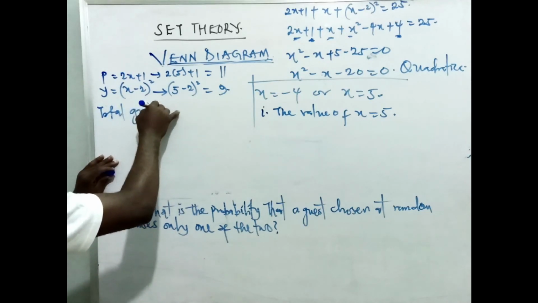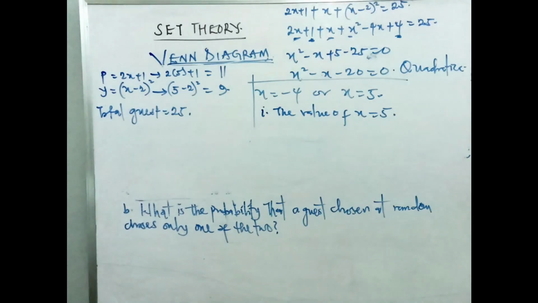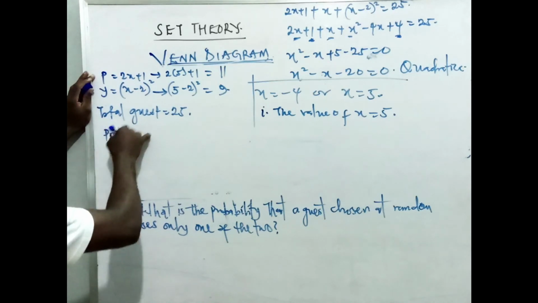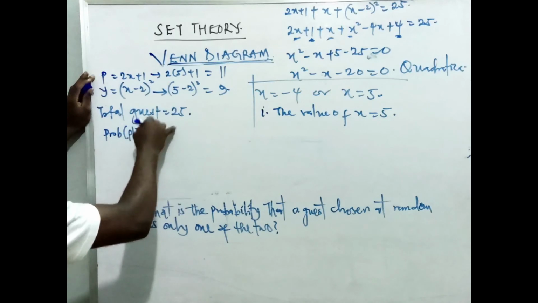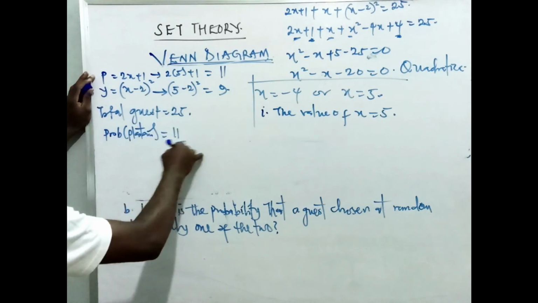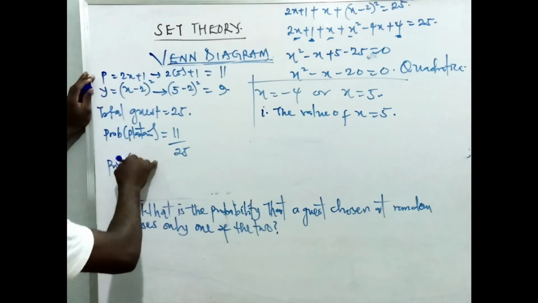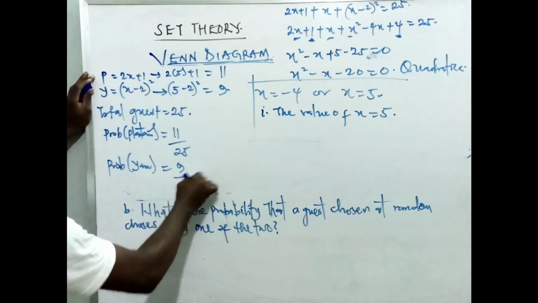Now don't forget, the total number of guests is equal to 25. So if a person chooses at random, like you choose this one, if the person chooses plantain, the probability of choosing plantain is equal to 11 over 25. And the probability of choosing yam is equal to 9 over 25.